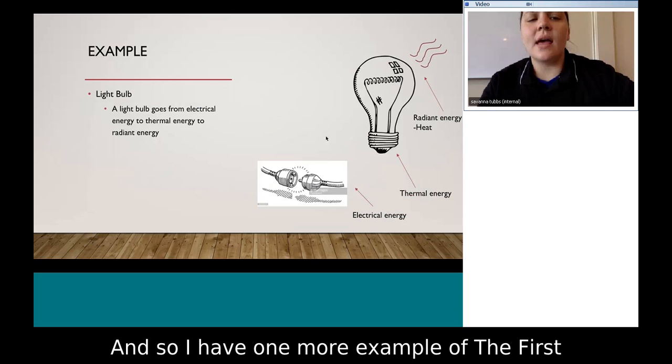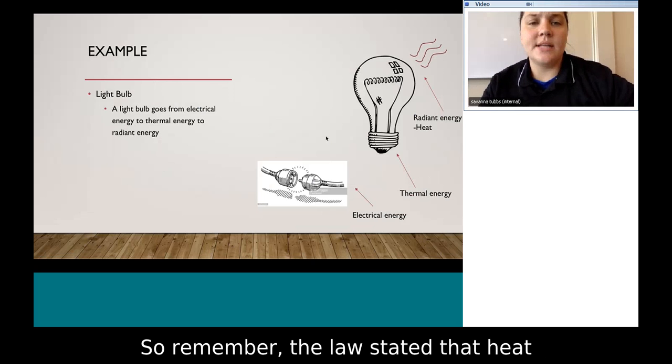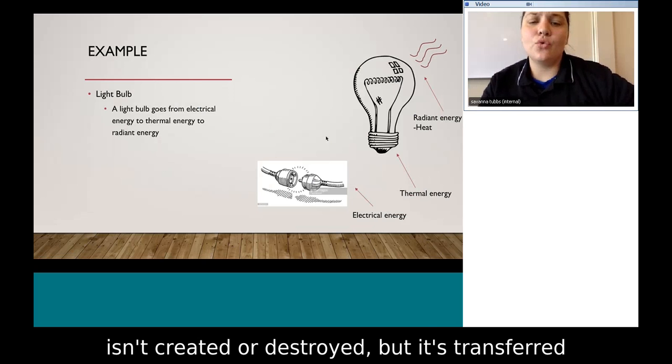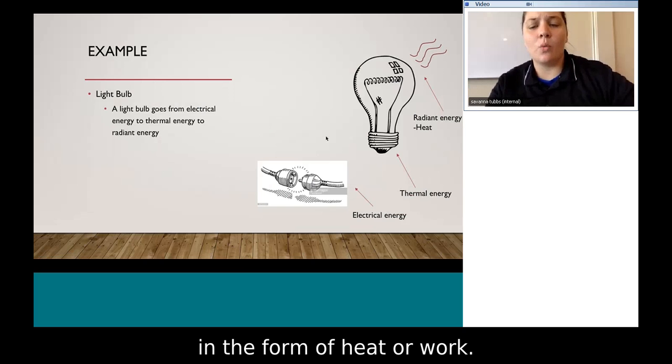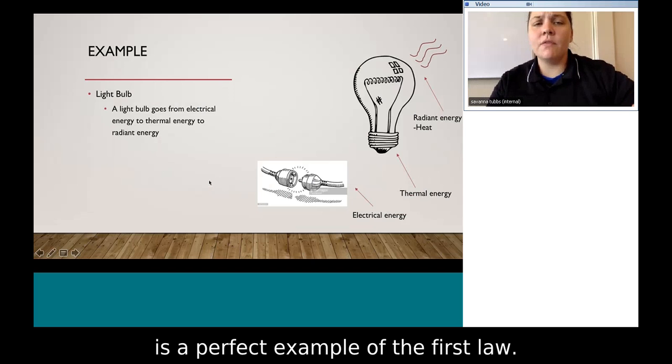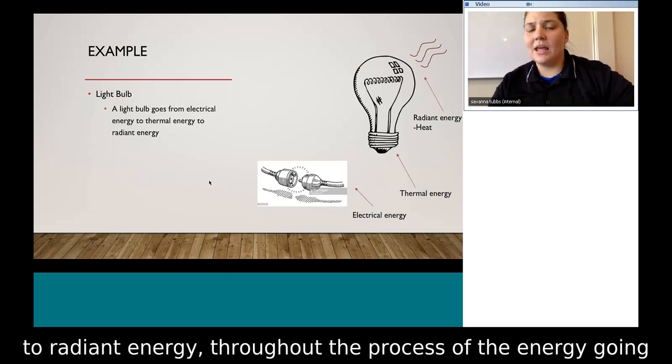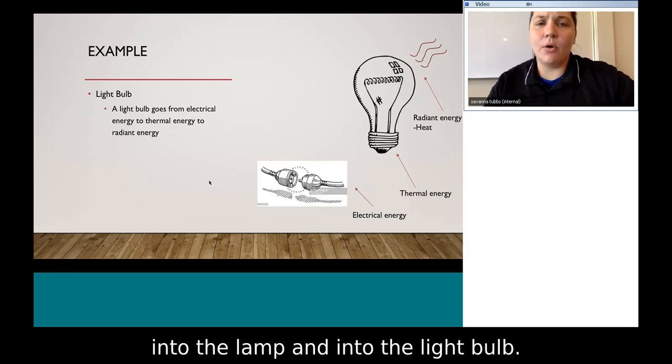And so I have one more example of the first law of thermodynamics. So remember, the law stated that energy isn't created or destroyed, but it's transferred in the form of heat or work. And the light bulb, or a lamp in which the light bulb is in, is a perfect example of the first law. So we are going to be moving from electrical to thermal to radiant energy throughout the process of the energy going into the lamp and into the light bulb.